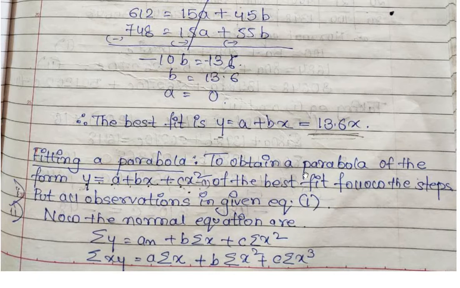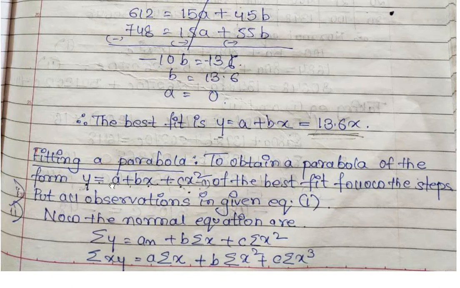Now rule number 2, fitting a parabola. So the general equation of a parabola is of the form y equals a plus bx plus cx square, because a parabola represents a second degree equation. So y equals a plus bx plus cx square is nothing but the equation of a parabola. From this we can directly write down the normal equations.